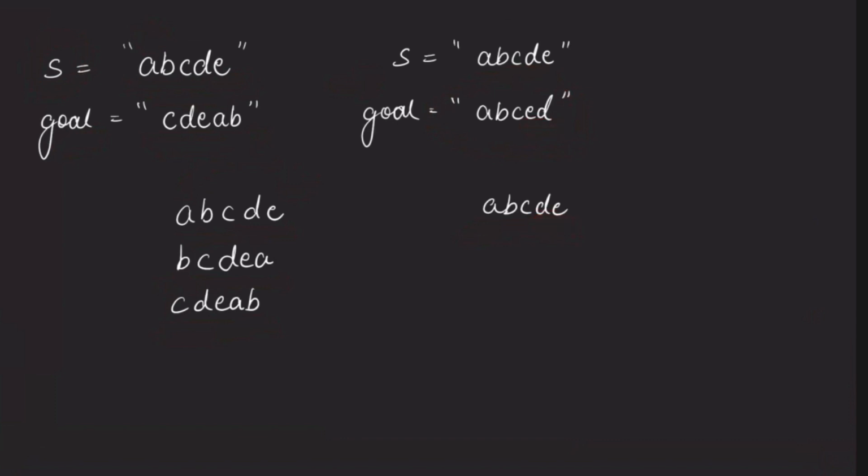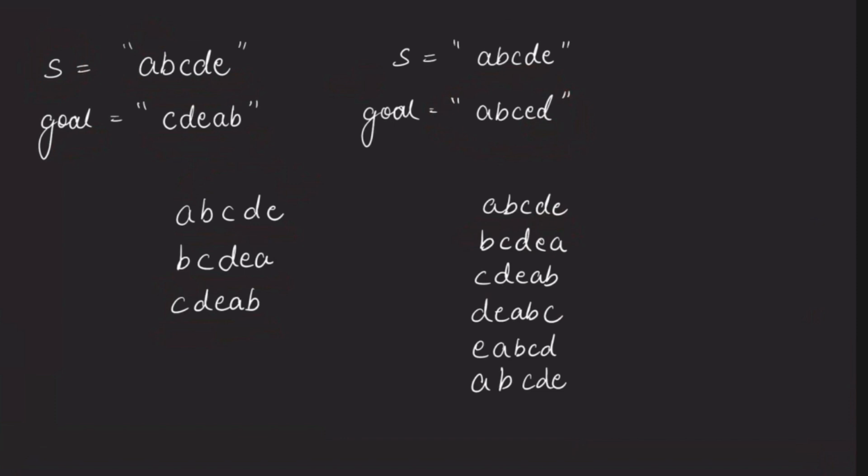So let's try to shift A. So we will get B, C, D, E, A. Again, they are not equal. Let's shift B. So it will be C, D, E, A, B. Again, not equal, shift C. So it will be D, E, A, B, C. Again, not equal, shift D. So it will be E, A, B, C, D. Again, they are not equal. So left shift A. So it will be A, B, C, D, E.